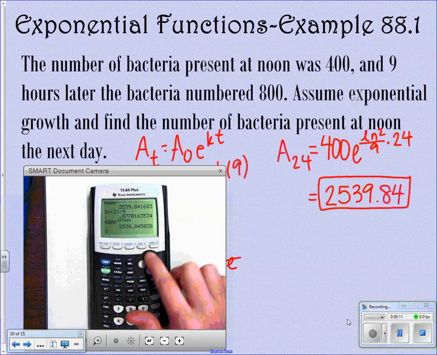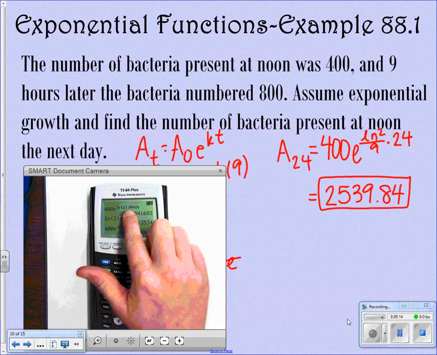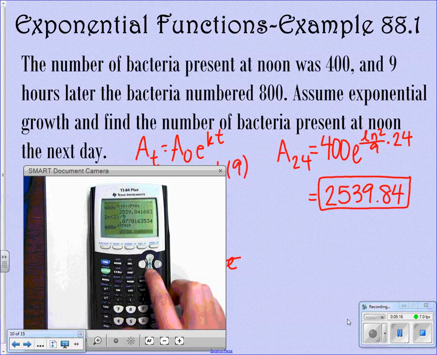So if you don't want to have to plug in the ln of 2 over 9, like I did up here, you can do it like this.